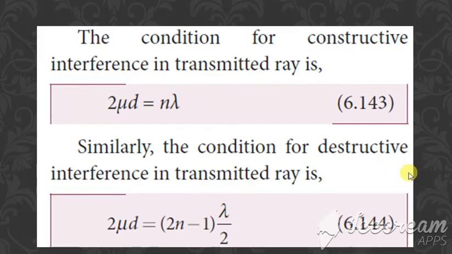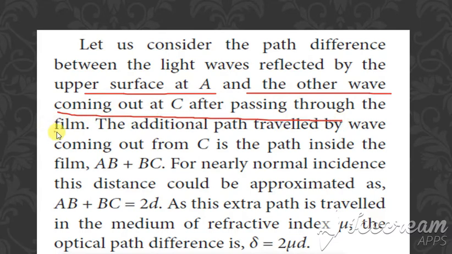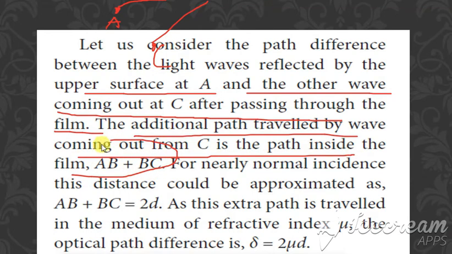Clear? So next we are going to see the reflected light. For reflected light, let us consider the path difference between the light waves reflected at the upper surface and the other wave coming out at C after passing through the film. Okay, so we are considering two waves, from this A and from this C. Yes, so there are two waves, and the additional path difference coming out from C is given by AB plus BC. So from here it is moving to B, then to C. So it is AB plus BC.